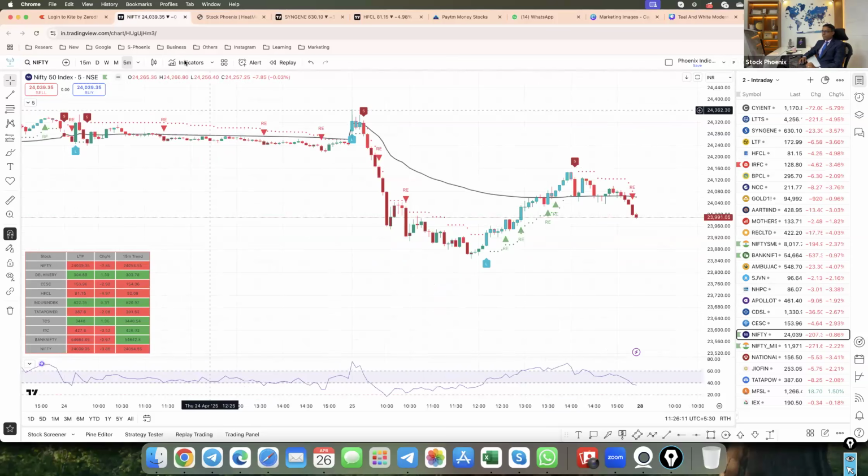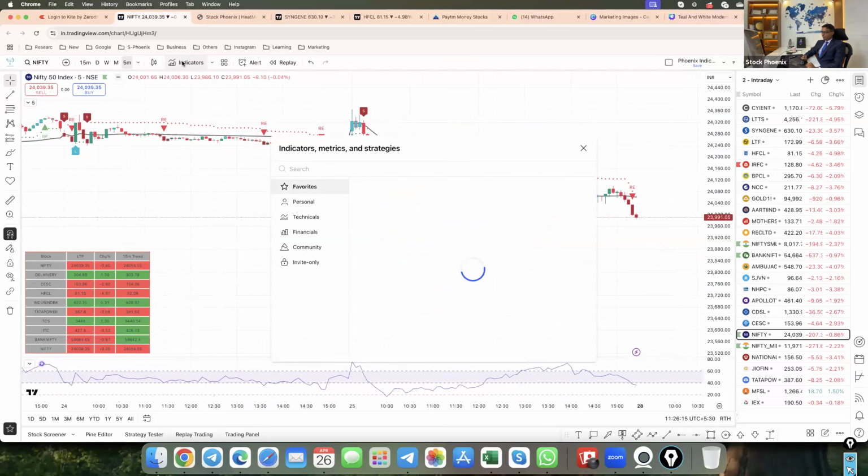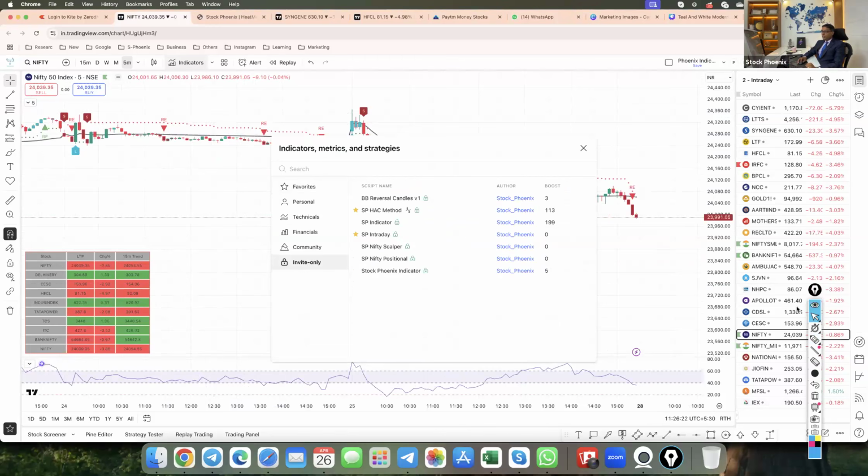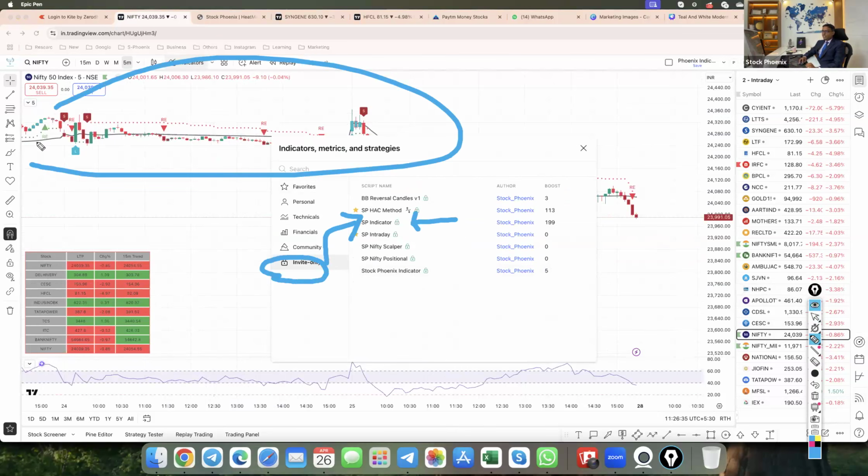Now how to add the indicator? Click on indicator. After clicking, click on invite only. In this, you will have SP indicator. You just have to click on this, and the indicator will get added onto your screen. Am I clear? You can take a photo if you need it. Click on invite-only script and click on SP indicator.